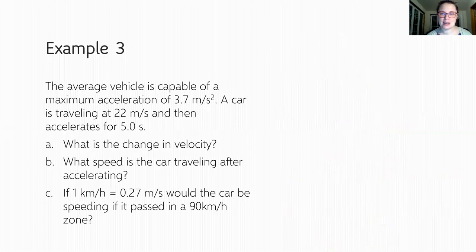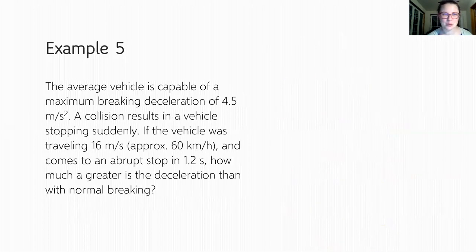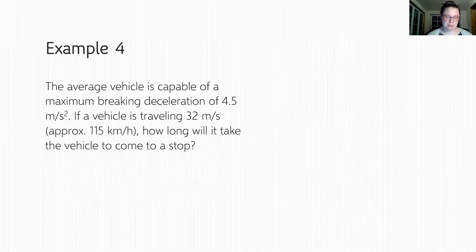Now, I made an error here, and I have the same question twice. So we're going to skip the second example 3. We're going to jump to example 4. So in example 4, we have the average vehicle is capable of a maximum braking deceleration. So deceleration means we're slowing down. Braking should imply we're slowing down, of 4.5 meters per second squared. If a vehicle is traveling 32 meters per second, so approximately 115 kilometers per hour, how long will it take the vehicle to come to a stop?